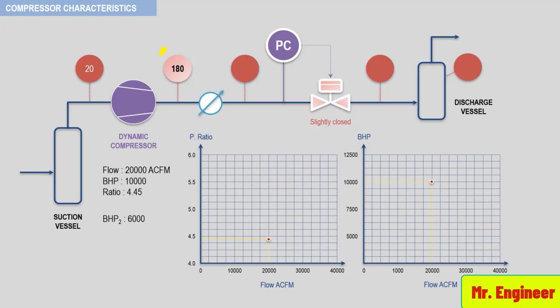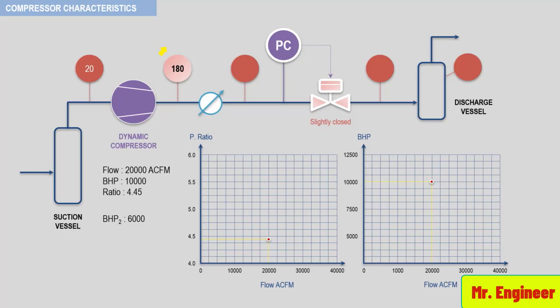Why is that? Because the characteristic performance curve of any dynamic compressor is different from a positive displacement compressor. A positive displacement curve is essentially vertical, since the actual volume flow is constant. Therefore, the brake horsepower will increase as the pressure ratio does.